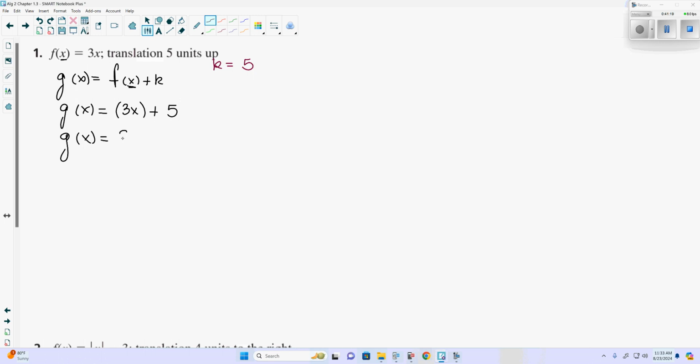Well, since there's not a number in front of the parentheses besides 1, we can drop them. And that's it. That's kind of why I was semi-chuckling, because it's like, really, we just stuck a 5 onto the end and got our new transformation.